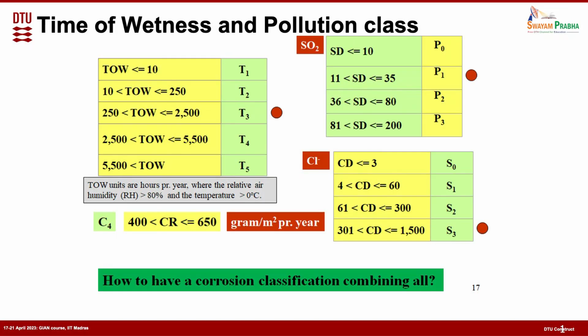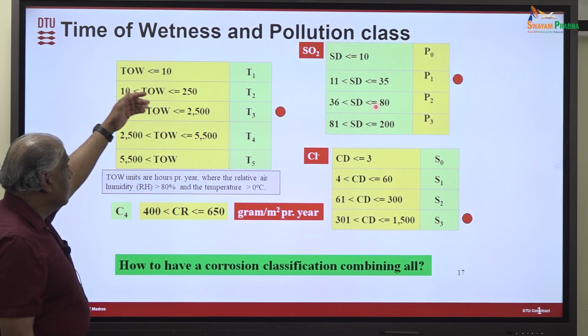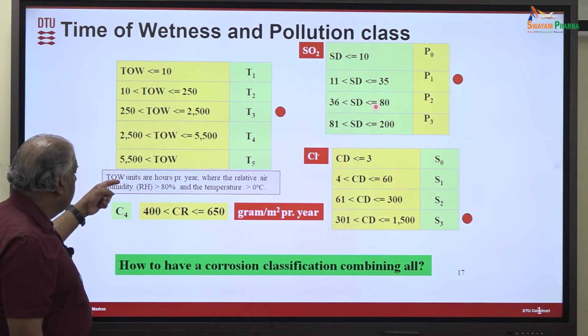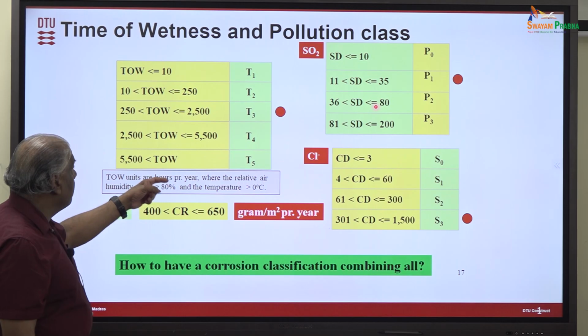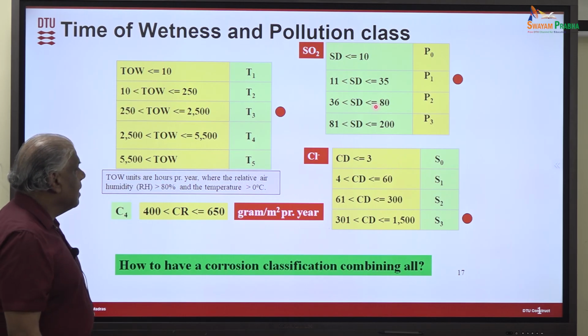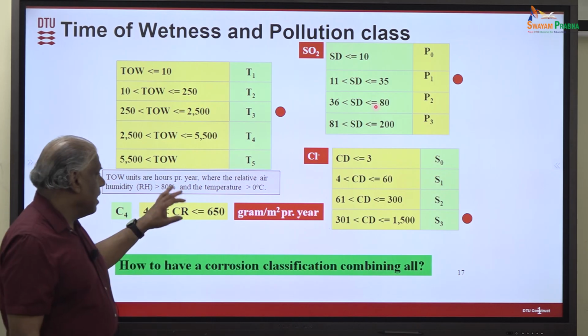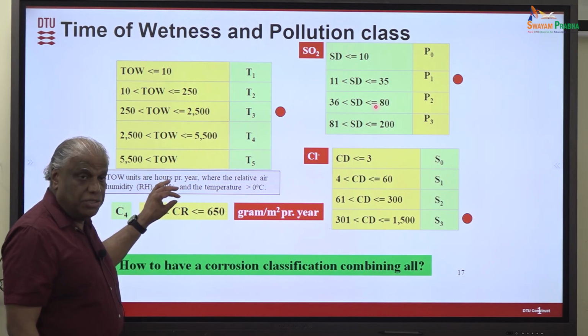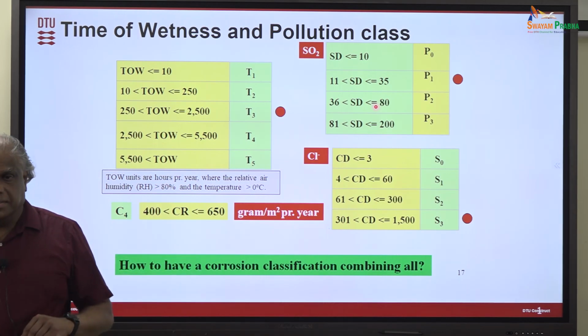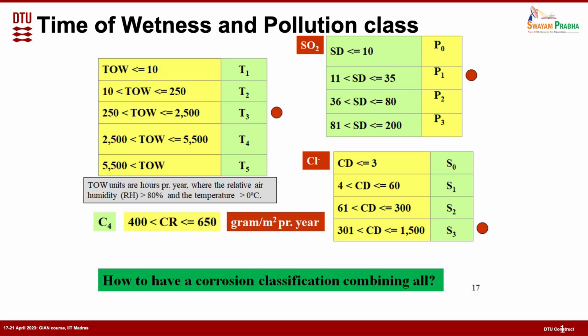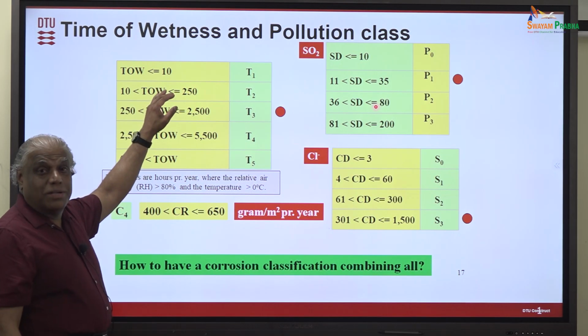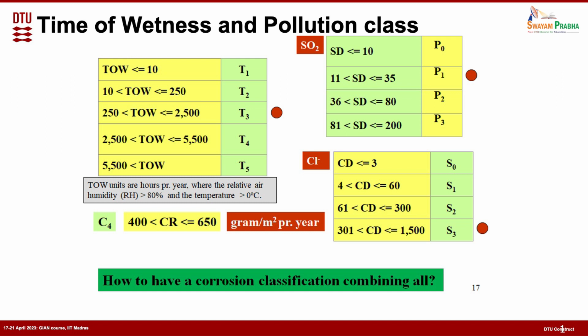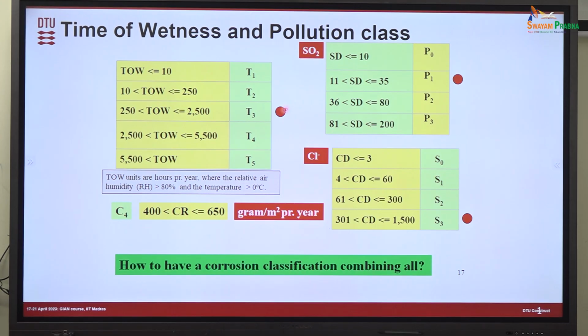Taking that as a basis, all the world climate has been divided into time of wetness parameters, like T1, T2, T3. TOW units are hours per year, which means TOW T1 means 10 hours per year with a humidity level higher than 80%, which means there's a chance for condensation. You can clearly see that 10 hours per year is a very short time. It's an AC room, a very highly protected room, where you can have such a low time of wetness.